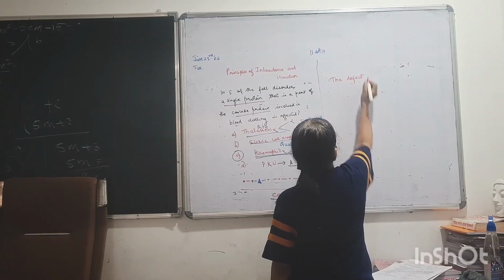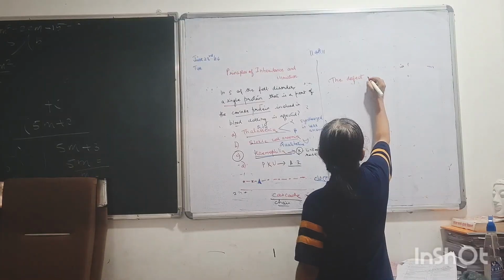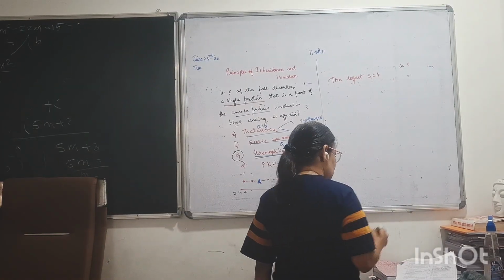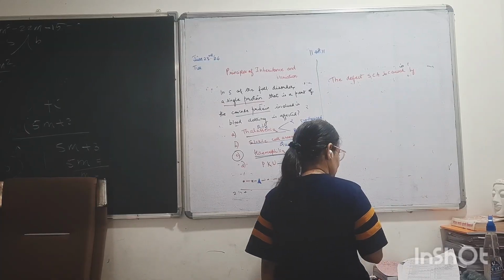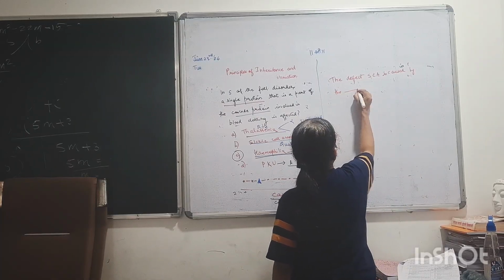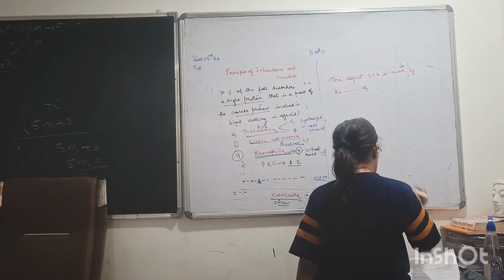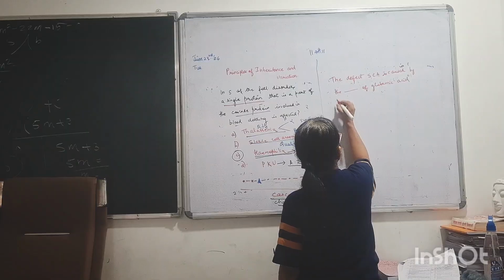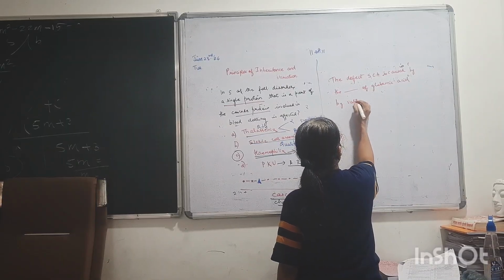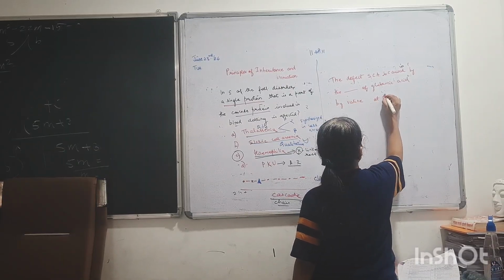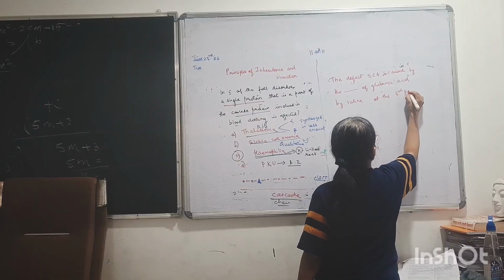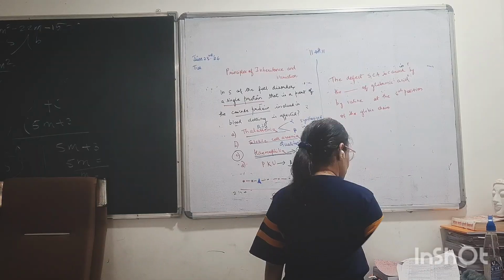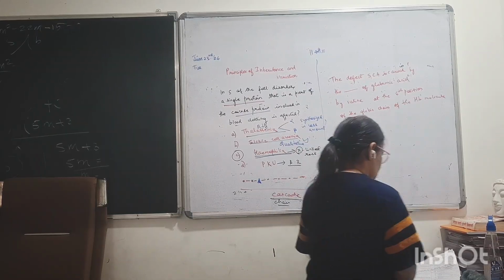Defect means abnormality. The defect in sickle cell anemia, I'll write the short form for sickle cell anemia, SCA. Sickle cell anemia is caused by the dash of the glutamic acid. Glutamic acid is one amino acid, valine is another amino acid, at the sixth position of the globin chain of the hemoglobin molecule.